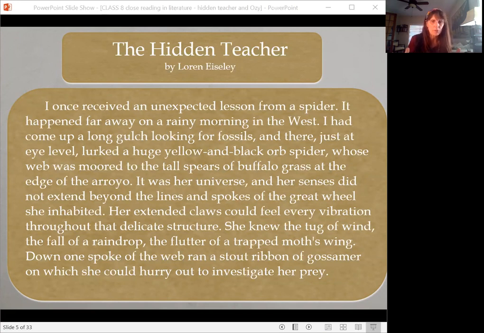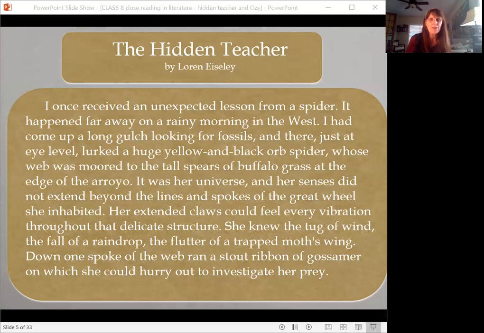A gulch is like a small little ravine, an indentation in the ground, looking for fossils. So we're dealing with a scientist here, or somebody who has a scientific bent. And fossils, again, is something from so long ago, and it provides us with remnants of ancient things that aren't there anymore, dead things. And there, just at eye level, lurked a huge yellow and black orb spider. Orb is a round shape. Yellow and black is probably something more menacing than friendly, and it's huge and it's lurking.